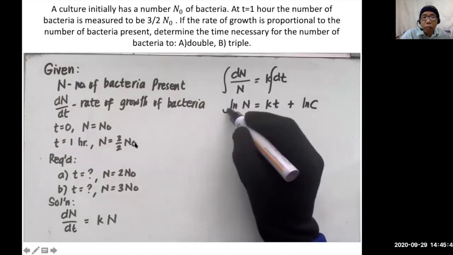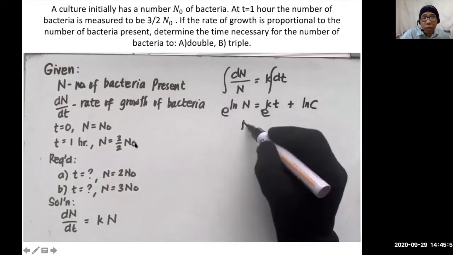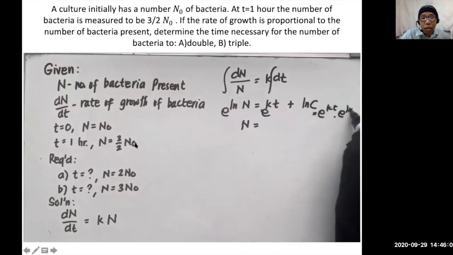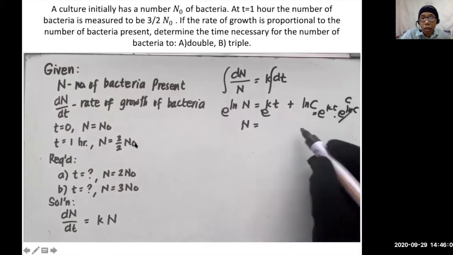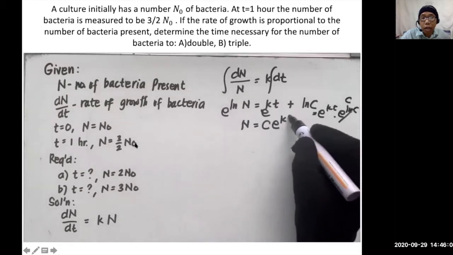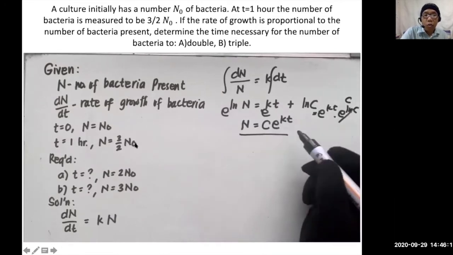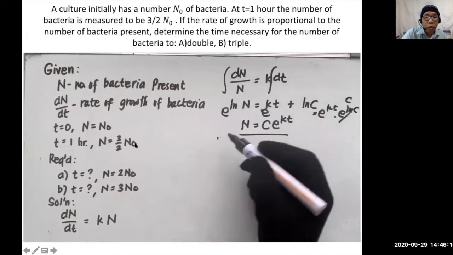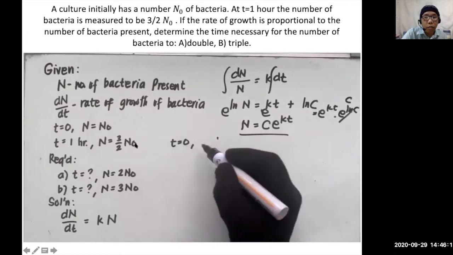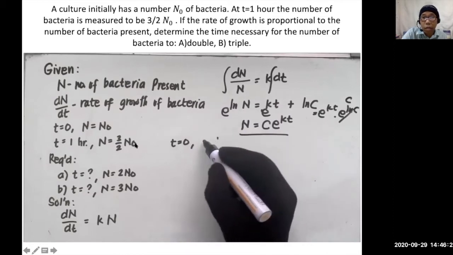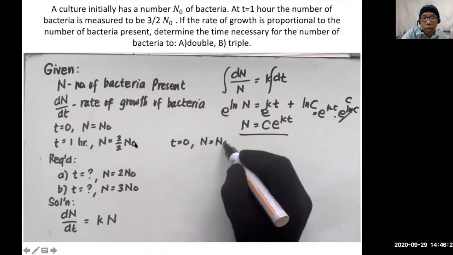We can simplify this by adding ln C. Now, taking the anti-ln of both sides of the equation, we have N equals e raised to kt times e raised to ln of C. Now, e raised to ln of C is equal to C. That's why we have C times e raised to kt on the right-hand side of the equation. Now that we have this solution, we are going to use the conditions to solve for the arbitrary constant C. Firstly, at time t equals 0, the number of bacteria is represented by n sub 0.